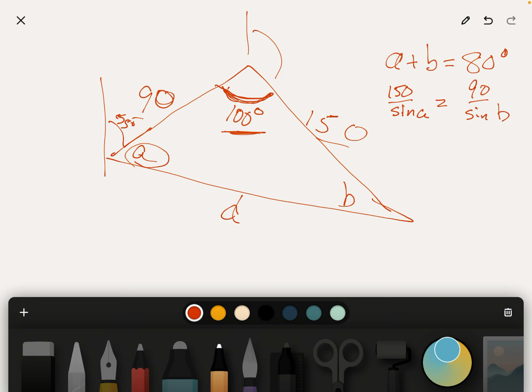And it's a little bit complicated just because you have to do inverse sines and so forth. But basically you have two equations and two unknowns. And so you could do, for example, you could say 150 over sine of 80 minus B has to equal 90 over sine B. And so now you have an equation with just one unknown, and you would solve for B, and then you could get A.